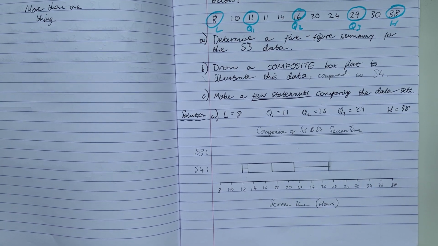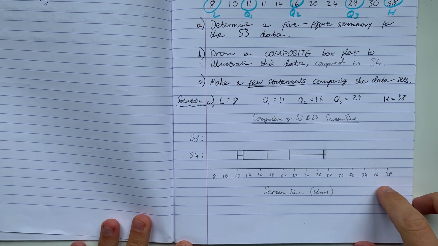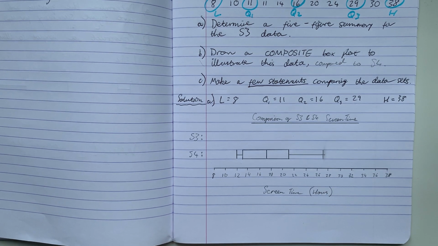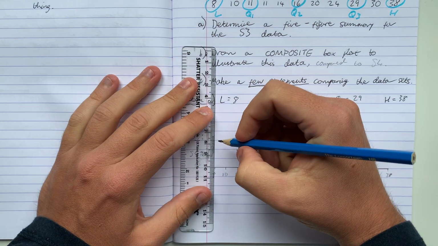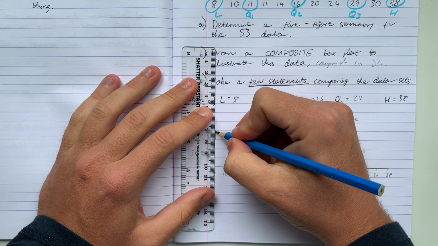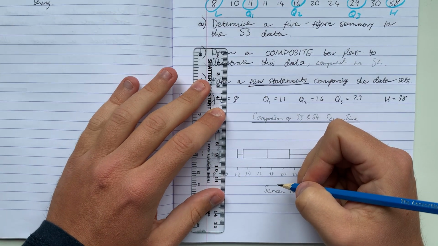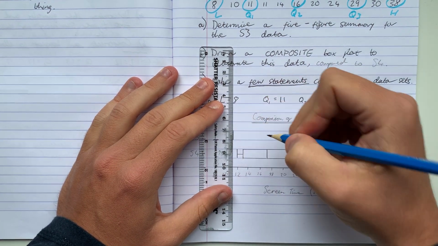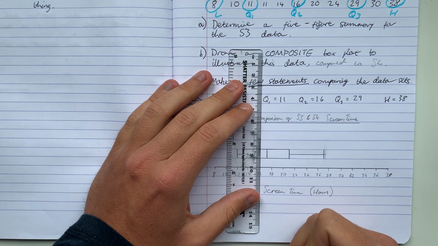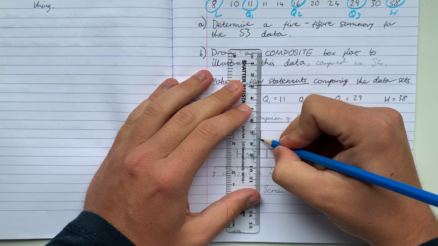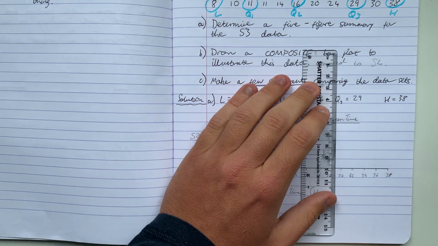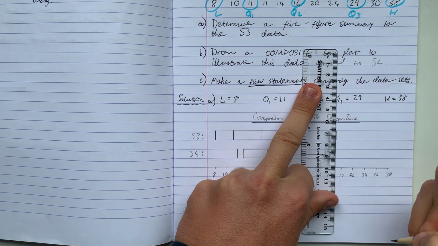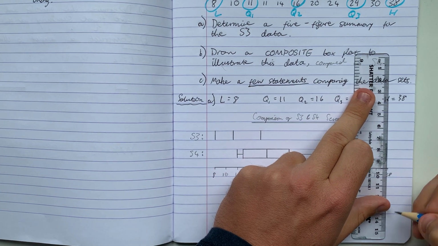Okay, so that's my S4 one done, but this is a composite box plot, so I need to compare them. So I need to do the S3 data now. I've got my 5-figure summary for the S3 data, so let's do it. My lowest is 8. Just make sure you're definitely going vertical. My Q1 is 11, that's halfway between 10 and 12. My Q2 is 16. My Q3 is 29, so we're jumping all the way up here. Just make sure that's on the right one. And my highest is 38, so right to the end of the scale.